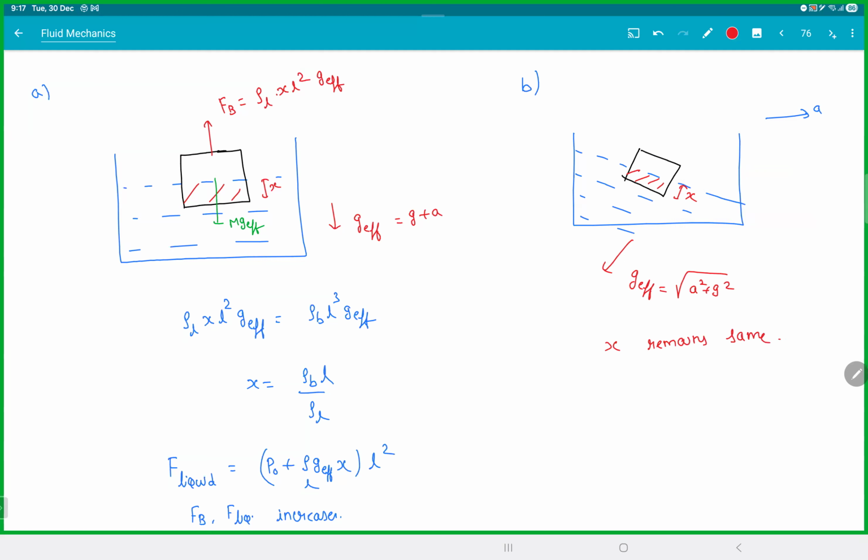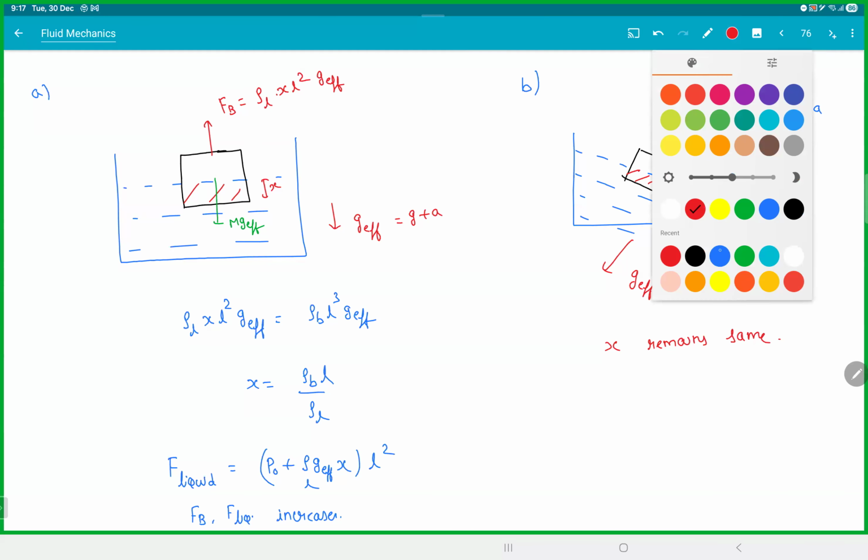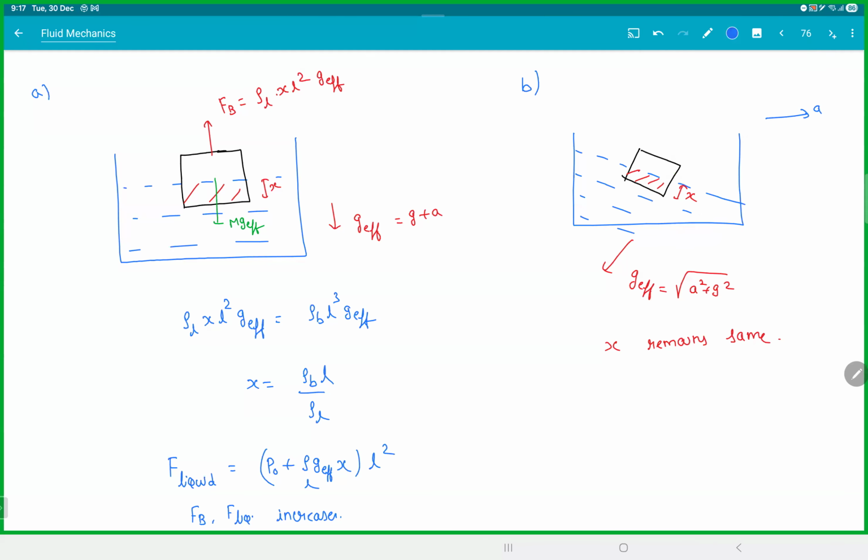Is that clear, everyone? Yeah, buoyant force will increase, the force due to liquid will increase, but X will remain same. Clear, Sudiksha? Anshika? Clear with this?